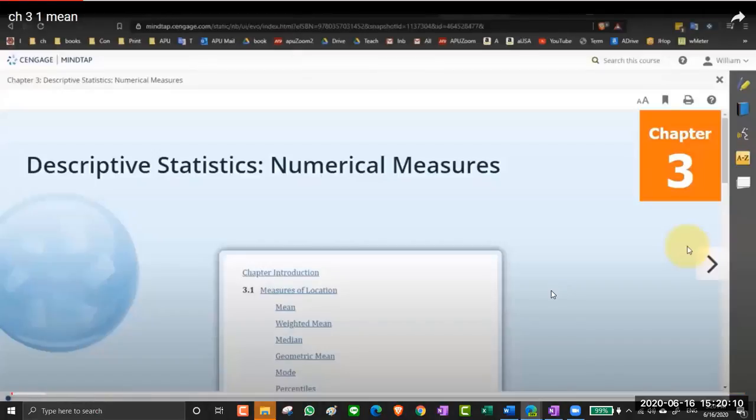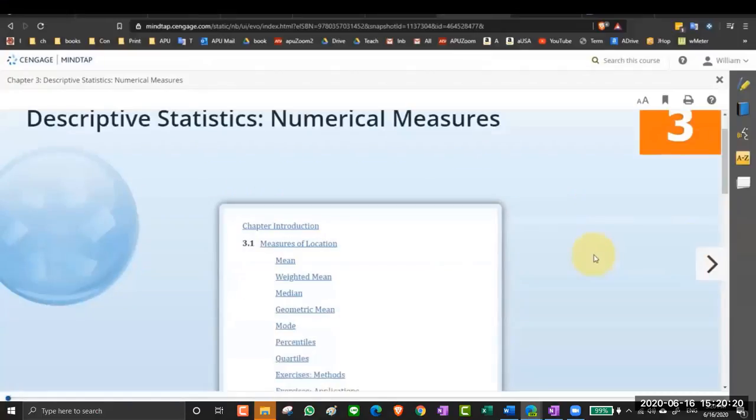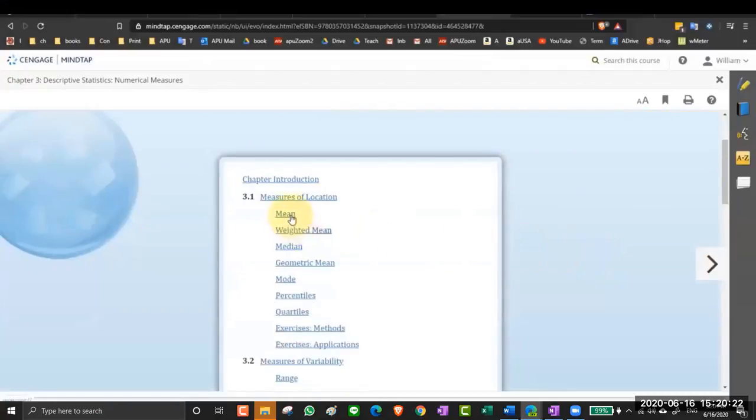Okay, let's take a look at Chapter 3, which is called Descriptive Statistics, Numerical Measures. So let's see what's in Chapter 3. Some of these are probably familiar to you, for example, the mean and maybe the median. We'll cover all of this. So let's take a look at that now.